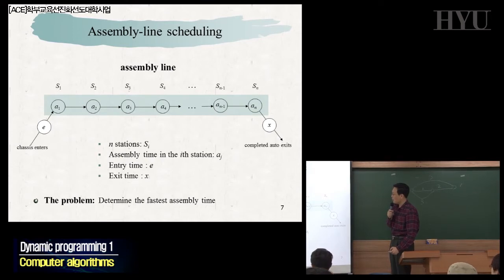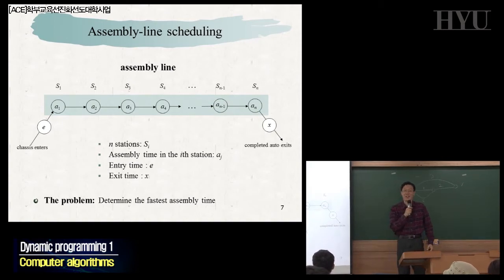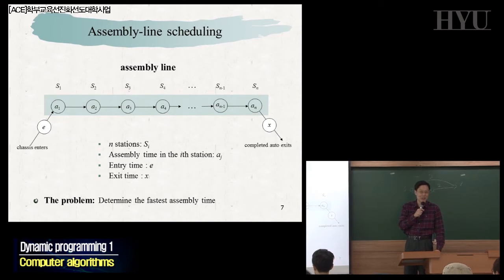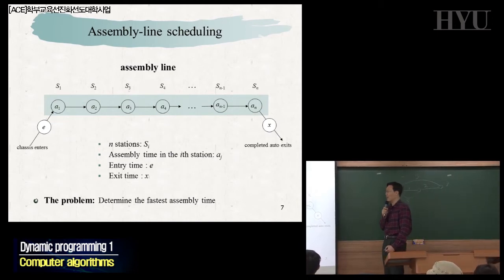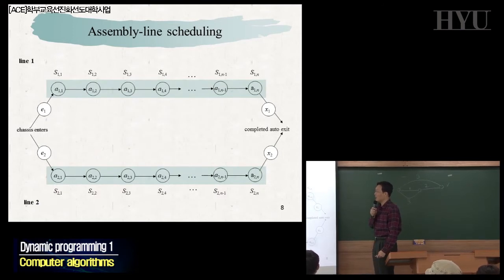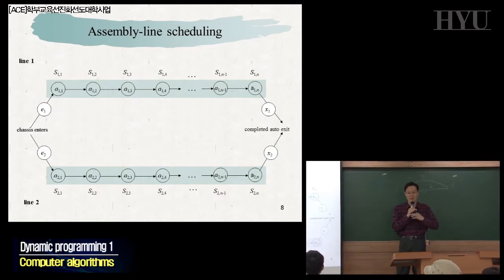So the problem is to determine the fastest assembly time. In this case, it isn't difficult because there is only one assembly line, so we just add all the times in this assembly line. Okay? It's simple. We have, and let me add one by one.